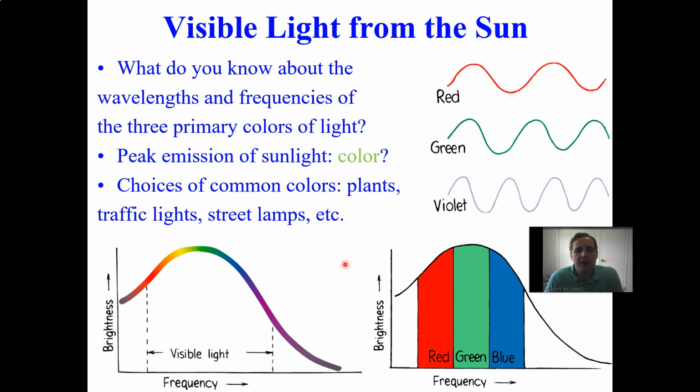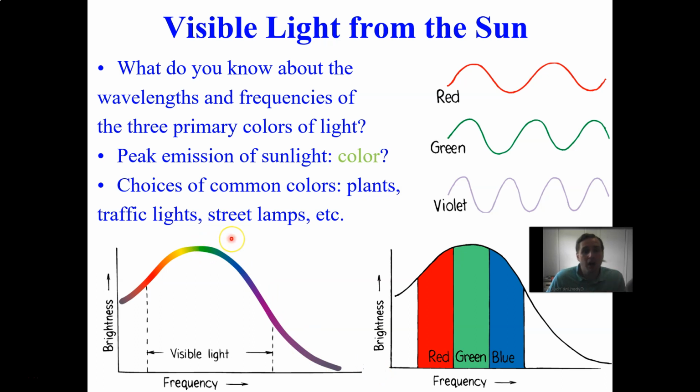Let's talk briefly about the sun. So what do you know about the wavelengths and frequencies of the 3 primary colors of visible light by now? Red has the longest wavelength, violet has the shortest wavelength. It's approximately, not quite, but almost half of that of red, and green has an intermediate wavelength and frequency. But look at the radiation curve of the sun. The radiation curve from the sun peaks in the yellow-green.